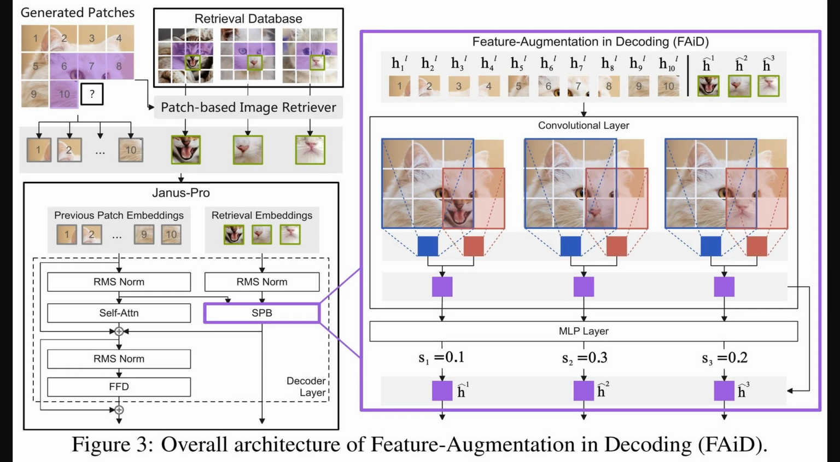Building on that idea, this figure shows the architecture for one of their two main approaches, called feature augmentation in decoding, or FAiD. So what's happening is, as the model generates an image, it converts the existing patches into numerical representations called embeddings. It uses these embeddings to query a database for similar patches. The feature augmentation in decoding module then uses a convolutional layer, which helps blend these retrieved patches smoothly, and assigns each a compatibility score. This score determines how much influence that patch has on generating the very next piece of the image, ensuring a coherent result.